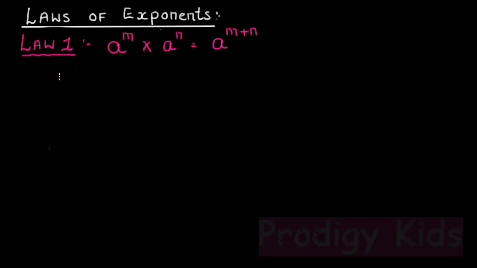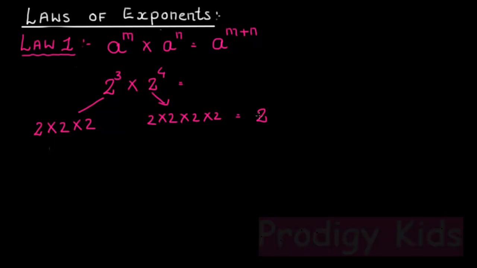Let us consider the following multiplication, that is 2 cubed multiplied by 2 raised to 4. What does this mean? 2 cubed means 2 is multiplied 3 times, 2 times 2 times 2, and 2 raised to 4 means 2 times 2 times 2 times 2. So how many 2's have you repeated out here? The base is 2, 1, 2, 3, 4, 5, 6, 7.